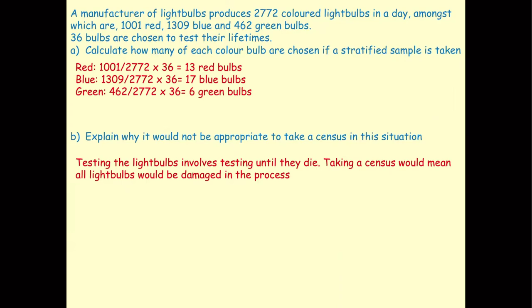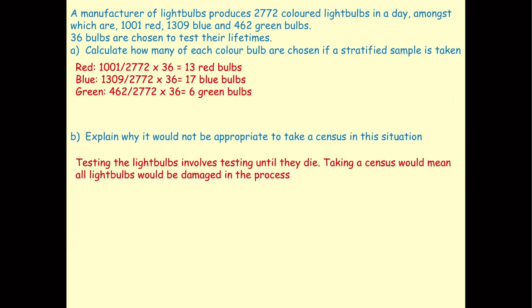So you can see there that they are finding the proportion of red, blue and green respectively, and then timesing it by the sample size of 36. So 1,001 is red out of 2,772 in total. That will give you the proportion, times it by 36. 13 in our sample have to be red, 17 have to be blue, and 6 have to be green.